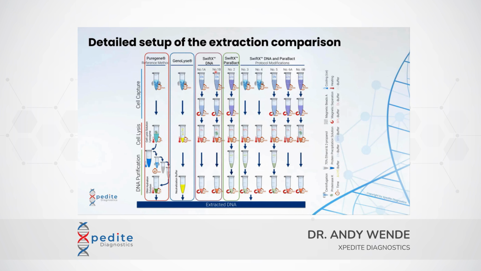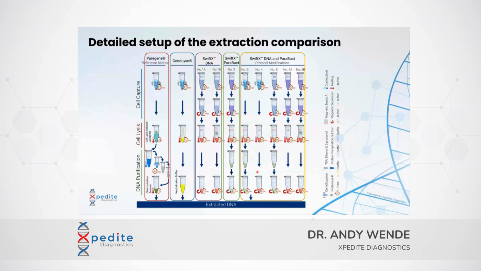Then the other off-the-shelf product is Swiftex Parabact. It has a different capturing buffer, which is more sensitive if it comes to capturing of bacterial cells. And it also has a different lysis buffer. As I mentioned, it's an alkaline lysis buffer similar to the one that Genolyze uses. So it's the same approach. Alkaline lysis with heat, a neutralization, and then in our case, a reverse purification at the end.